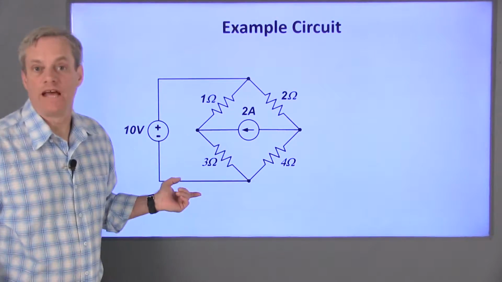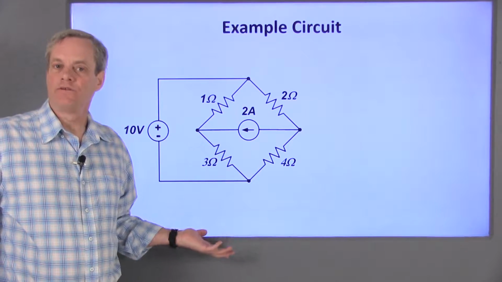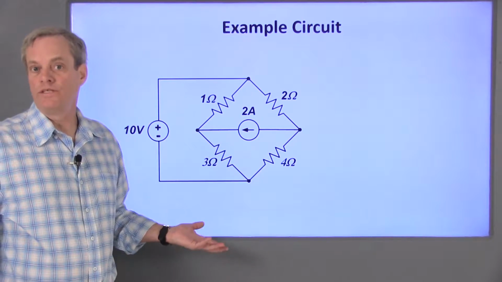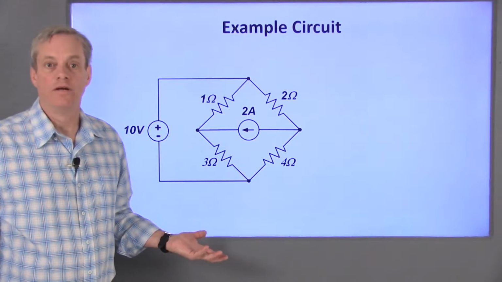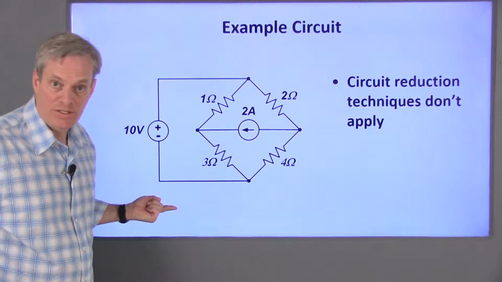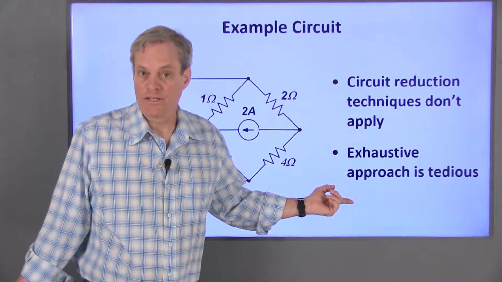This circuit, for example, is not reducible. None of the elements in this circuit are in either series or in parallel. No node interconnects only two elements, and no loop passes through only two elements. So, circuit reduction techniques won't help us analyze this circuit. With the tools we've got so far, we're stuck with the exhaustive approach.